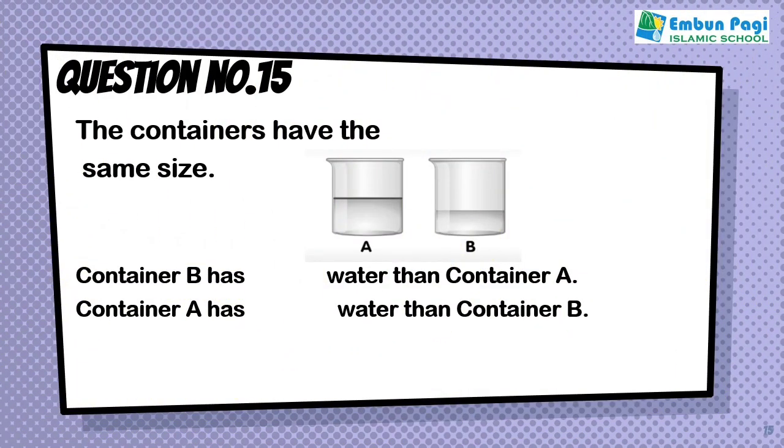Next is question number 15. We will discuss the volume. We will find out which container has more water or which container has less water. Look at the picture. I will show you an arrow in each container. Now you can measure the volume of the container by looking at the arrow. The arrow at container A is higher than container B. So the conclusion is container B has less water than container A, and container A has more water than container B.